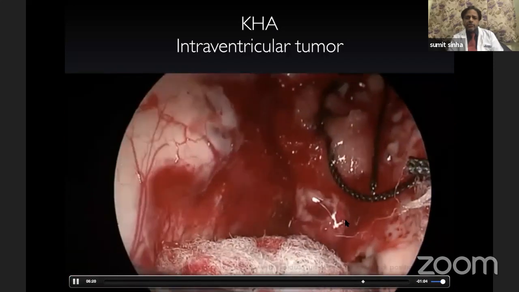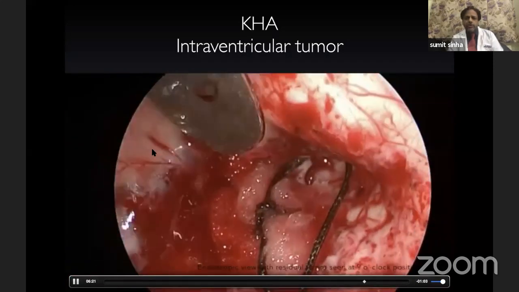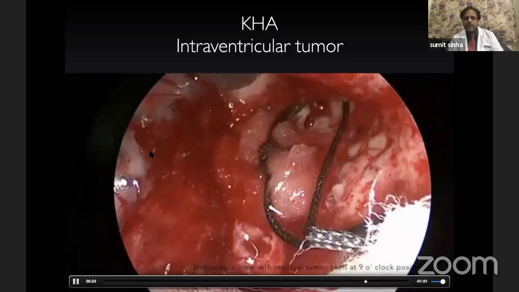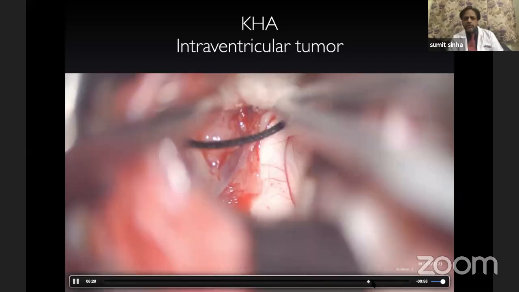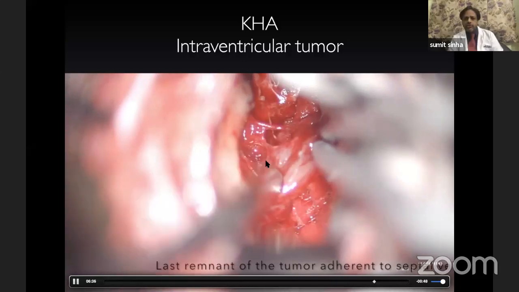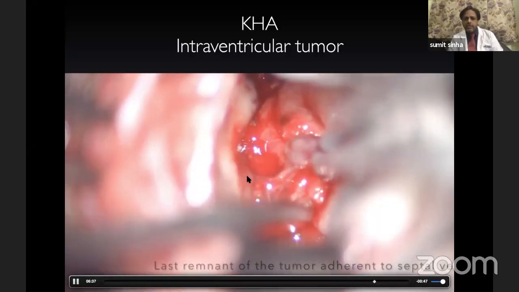Now take your endoscope inside and visualize, and there you find a small amount of tumor residual at 9 o'clock position. And then you remove this small bit of tumor tissue, which is attached to the septal vein in this case, and then complete tumor removal has been achieved at the end of the surgery.